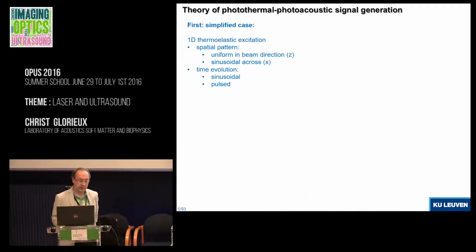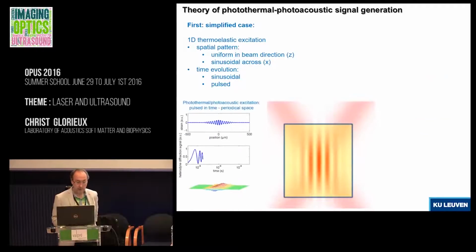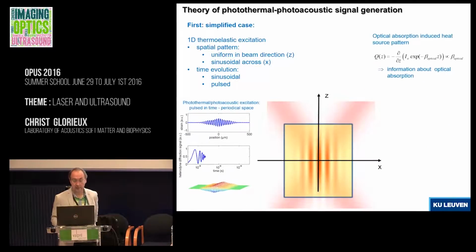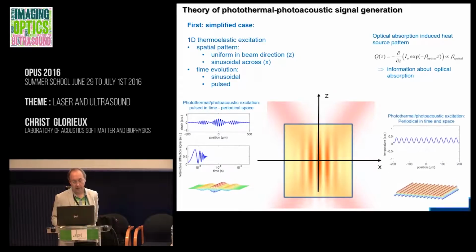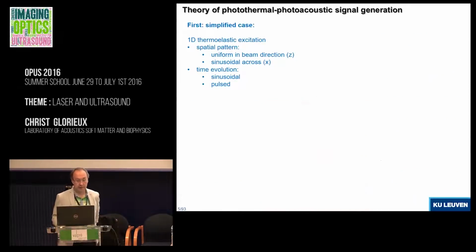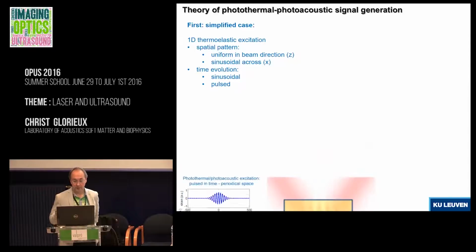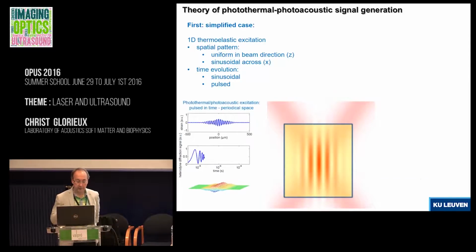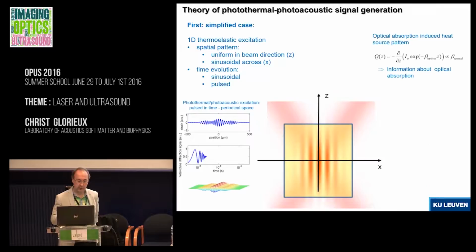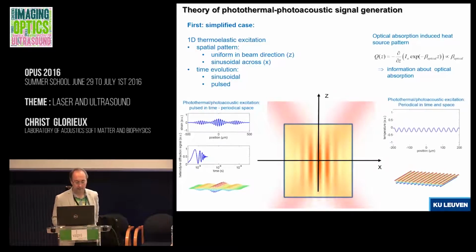We make sinusoidal waves by crossing two laser beams to create an interference pattern. Sinusoidal in time, for that you cannot use a pulse laser, you need a continuous laser, modulated. But for now, the main reason I'm speaking about sinusoidal is for the mathematical modeling.